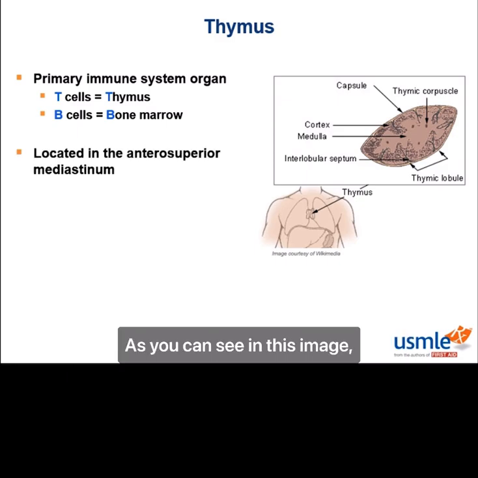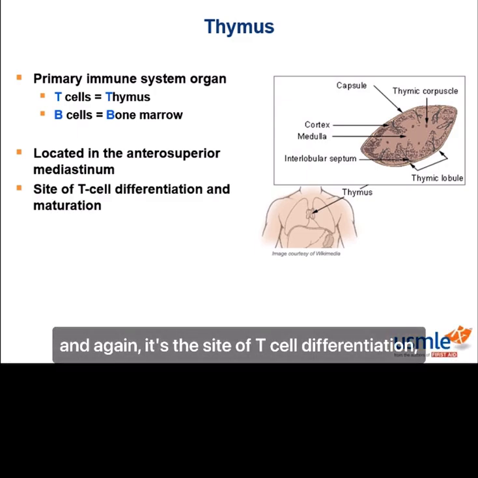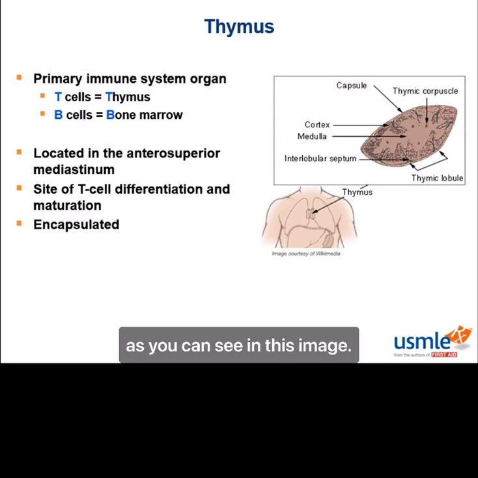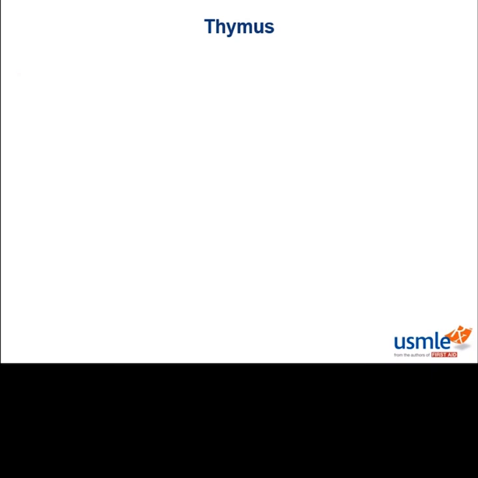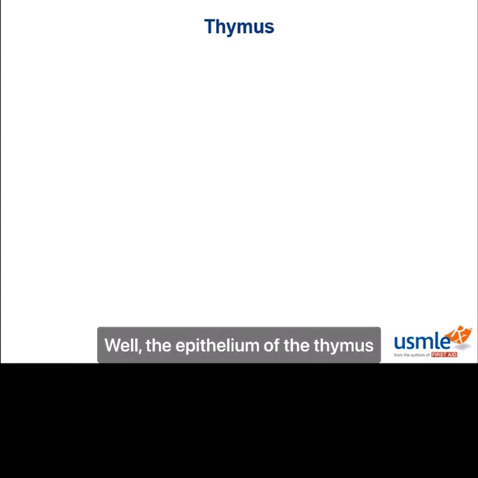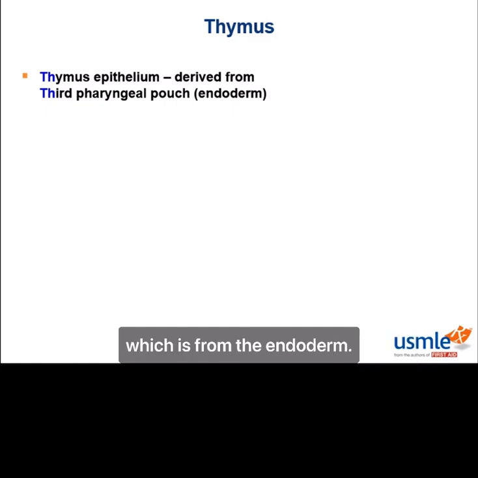As you can see in this image, the thymus is located in the anterior superior mediastinum. And again, it's the site of T cell differentiation and maturation. It is also an encapsulated organ, as you can see in this image. Where is the thymus derived from embryologically? Well, the epithelium of the thymus is derived from the third pharyngeal pouch, which is from the endoderm.